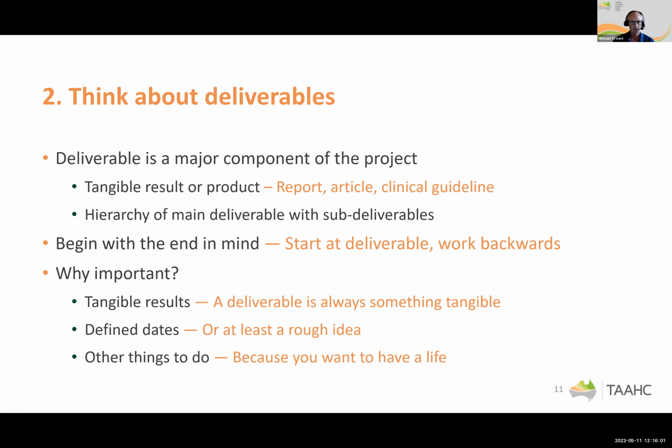It also helps you, if you look at deliverables, to keep in mind what is the thing you're aiming towards at the very end. So if you start with your main deliverables and work backwards from there, you get a better idea of what's involved. I've gone through how the tangible results are important. It also helps you to define dates on when things can be done, and we'll talk a bit more about that in schedules. And also because you've got other things to do, it allows you to build into what you can deliver based on all the other things that are going on as well.